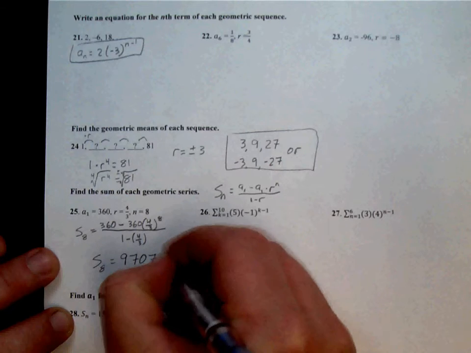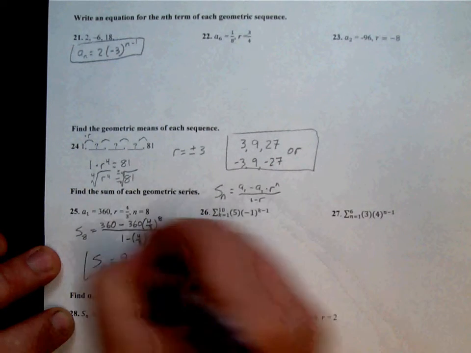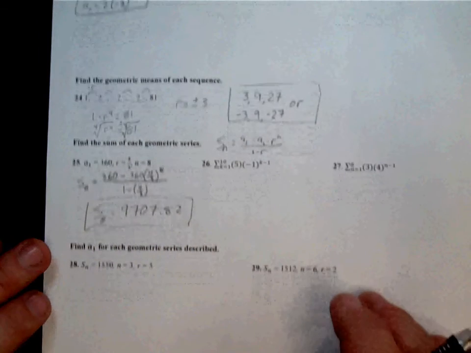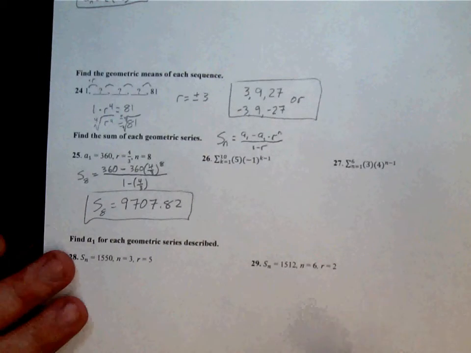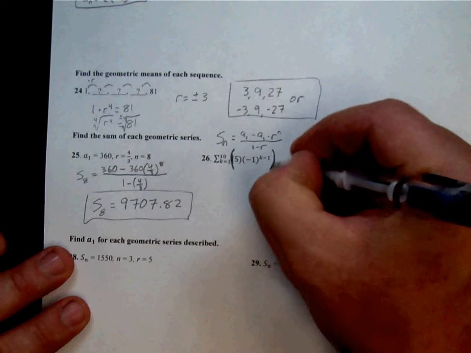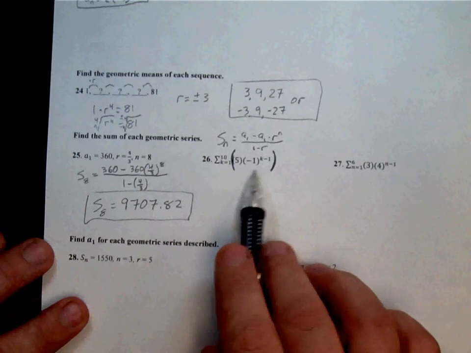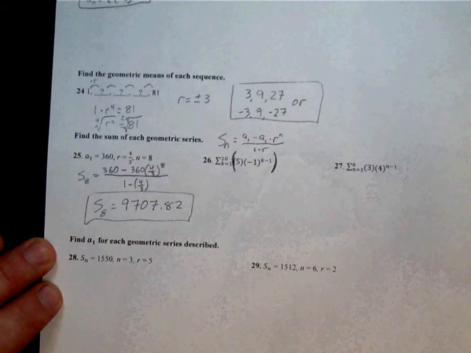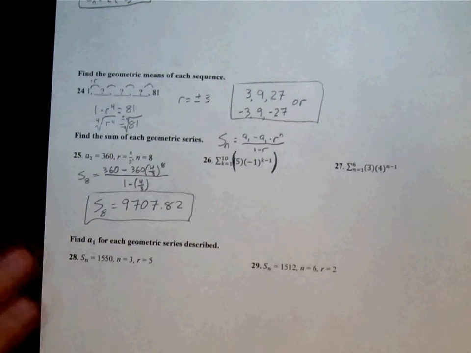9,707, we'll call it 82. 26, 27, you can plug those both into your calculator, just like on the other side. Just make sure that you understand that whole rule will be in the set of parentheses on the calculator. Don't stop the set of parentheses after 5 and then start a new problem. Make sure that's all within one set of parentheses.